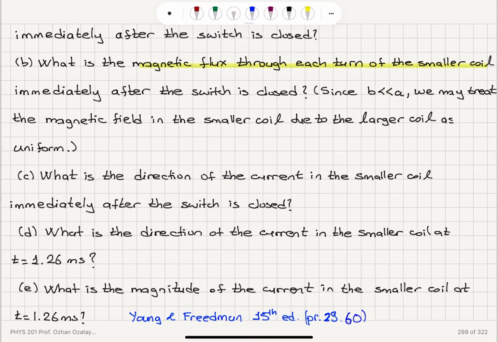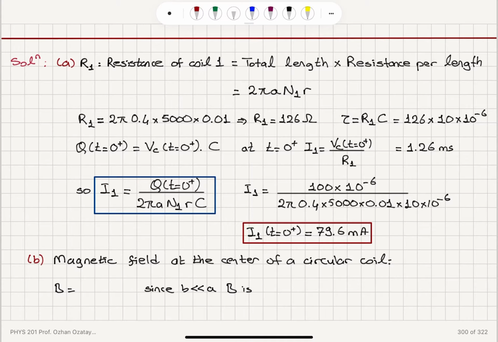Since b is much less than A, remember b is 4 centimeters, A is 40 centimeters, we may treat the magnetic field in the smaller coil due to the larger coil as uniform. Okay, so what is the magnetic field at the center of a circular coil? That's what we need to recall, and we have done this many times before, and we know that this magnetic field is mu 0 times I divided by 2A.